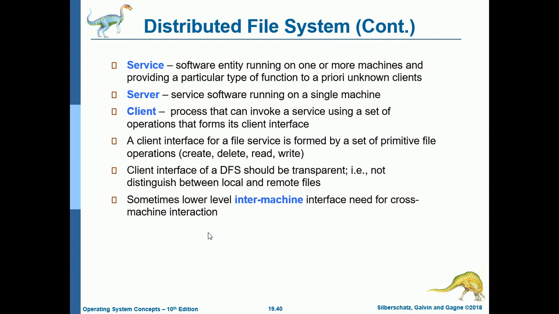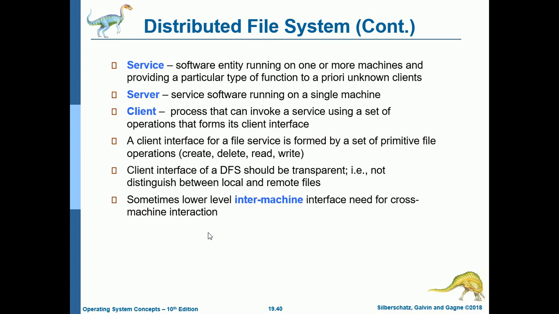So for DFS, we have a service, a software entity running on one or more machines and providing a particular type of function to a priori unknown clients. Then we have a server, service software running on a single machine. Then we have a client, a process that can invoke a service using a set of operations that forms its client interface. A client interface for a file service is formed by a set of primitive file operations such as create, delete, write, and read.